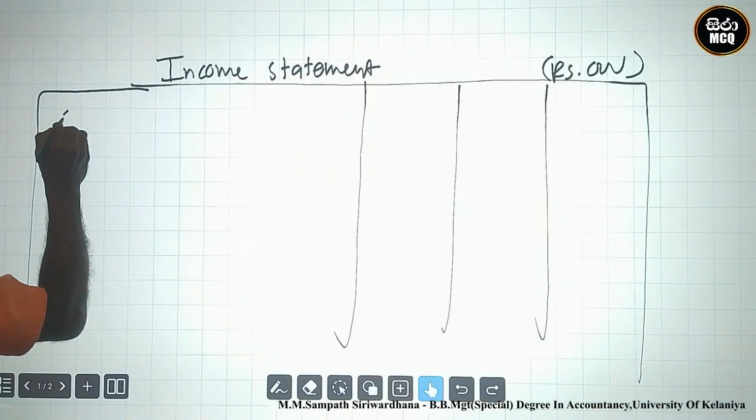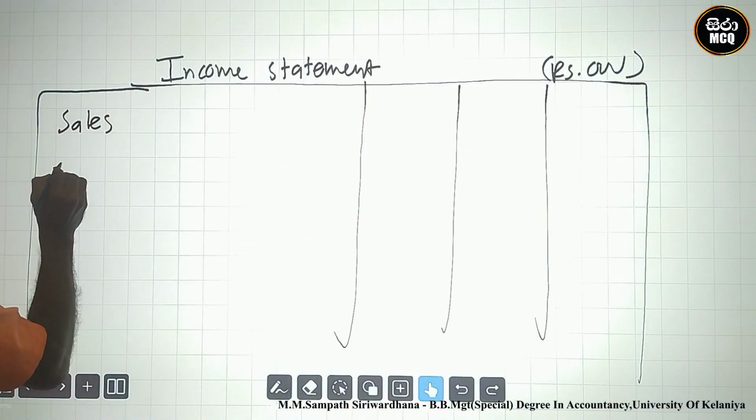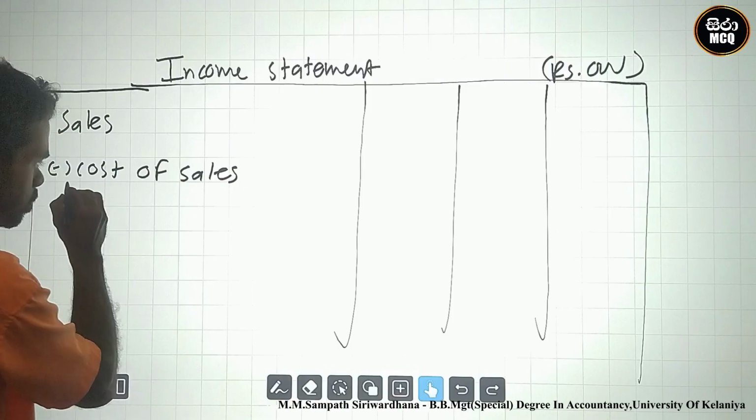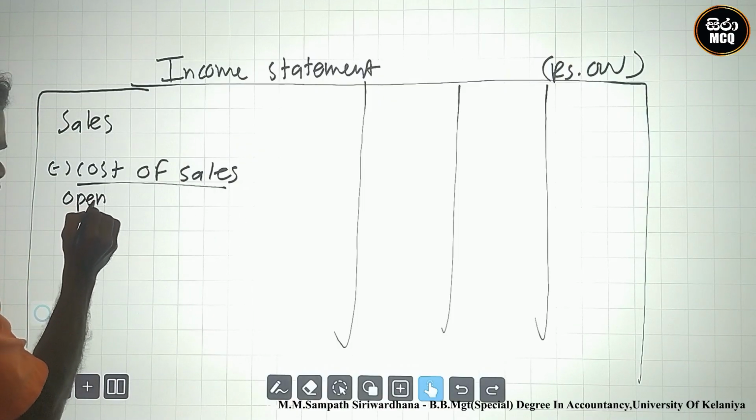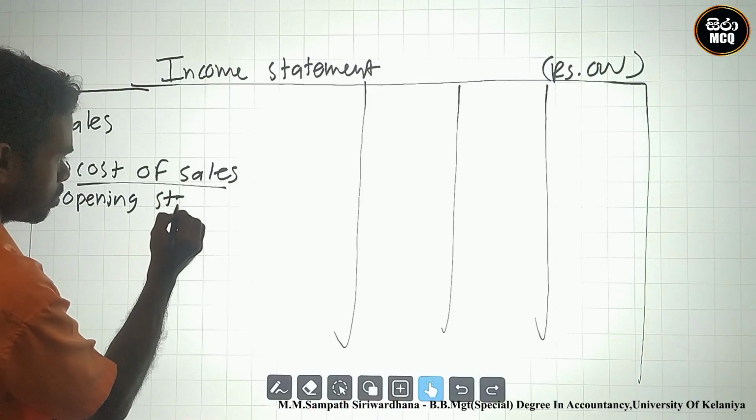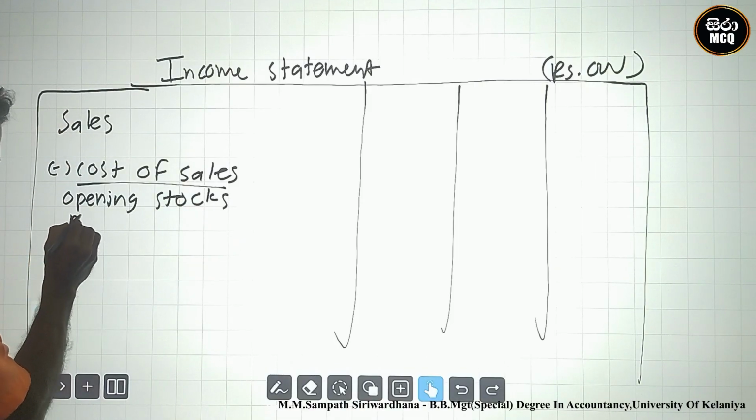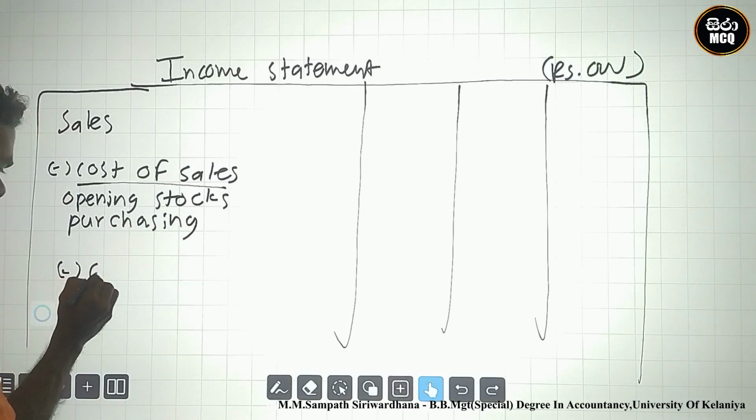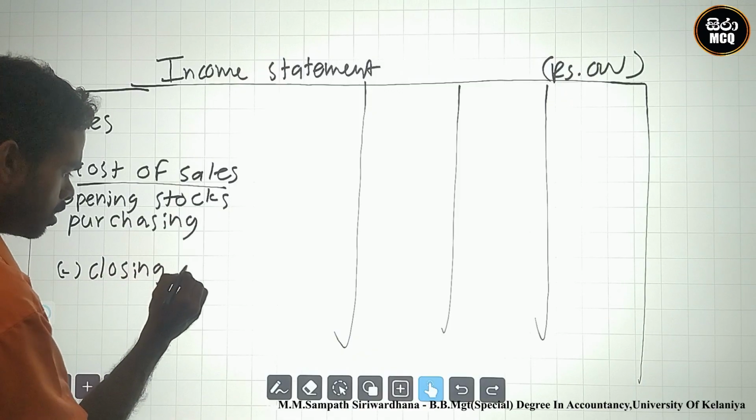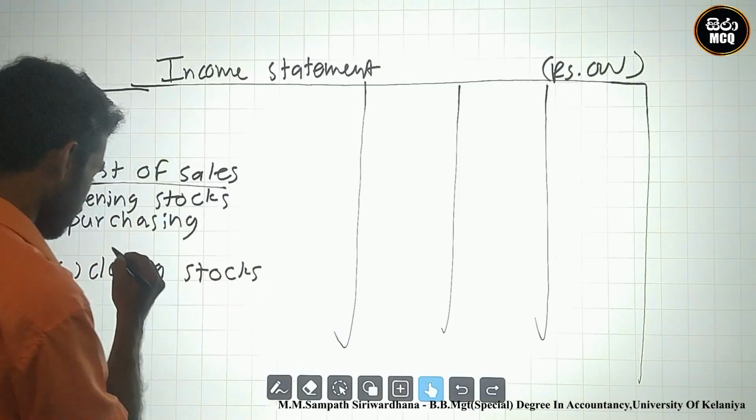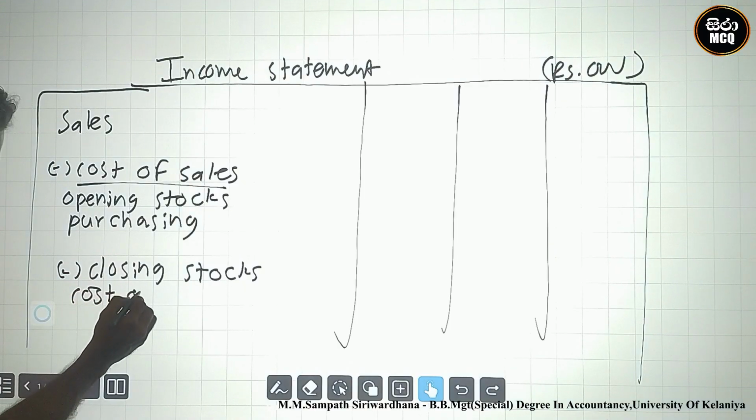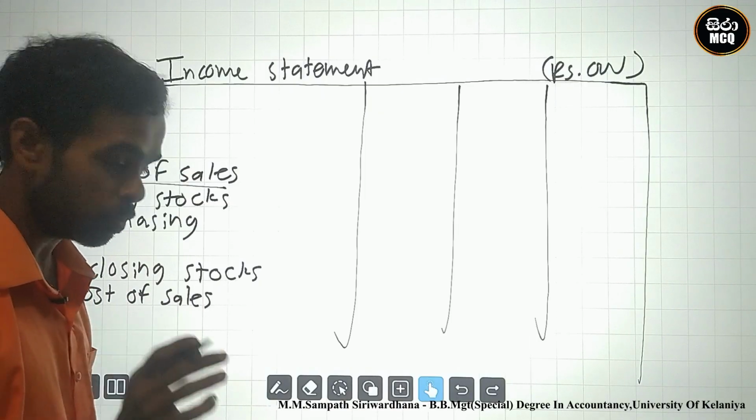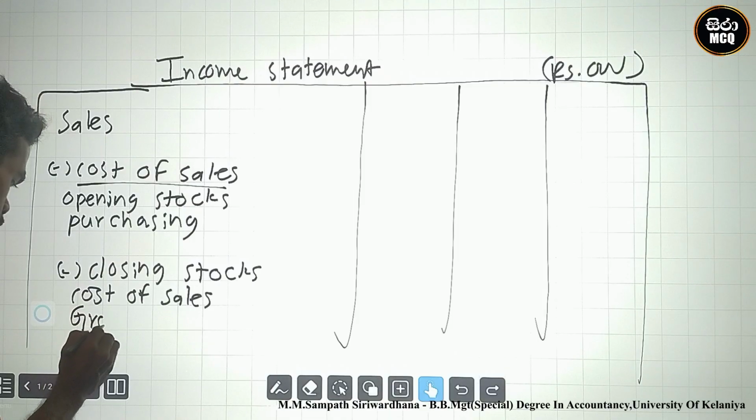What is the structure? Firstly, we must identify sales minus cost of sales. How can we calculate cost of sales? Opening inventory, opening stocks, then I add purchasing. After that we deduct closing inventory, closing stocks. We can calculate cost of sales. After that we can identify gross profit.